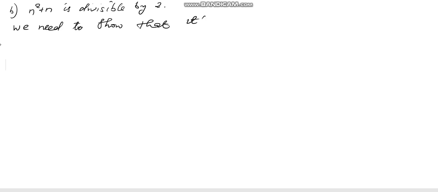So here we say, step number 1, we need to show that it's true for n equal to 1. So we get this expression here, we have n squared plus n. Then we substitute where there's n, we put a 1 there, so we have 1 squared plus 1. So here we have 1 plus 1, which will simply give us 2.